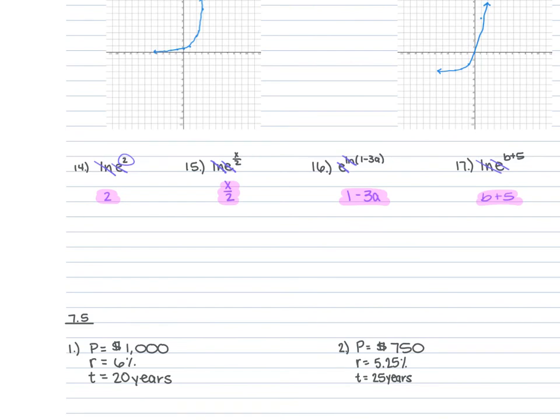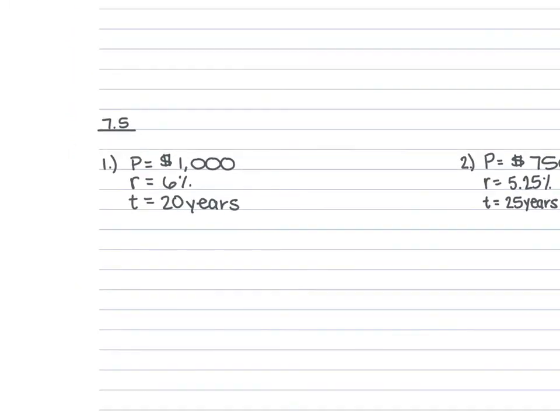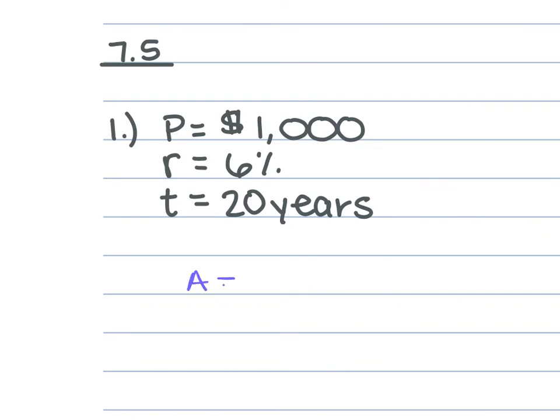For 7.5, all of these, we're treating them like we are when we work with A equals P e to the rt. So we're going to look at all of these as if it says compounded continuously. Okay, so for 1, they give you an investment amount of 1,000 for a rate of 6% over 20 years. So we're going to use A equals P e to the rt, where your rate is in decimal form of the percent. So this is 0.06.